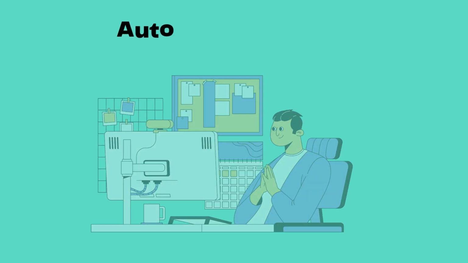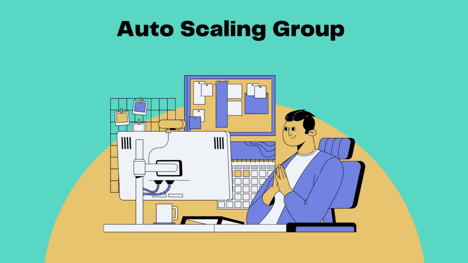Today we are going to understand the auto scaling group. How does it work with the load balancer, and how does it create a magic of elasticity in the real world?